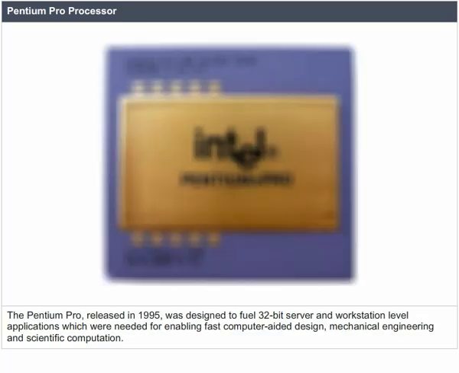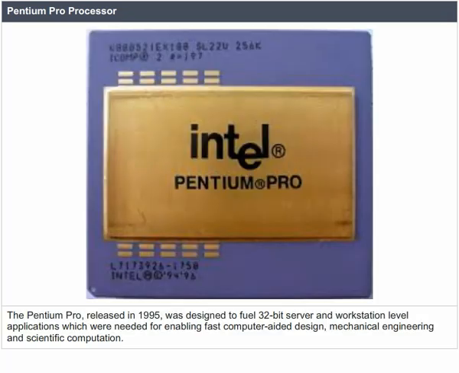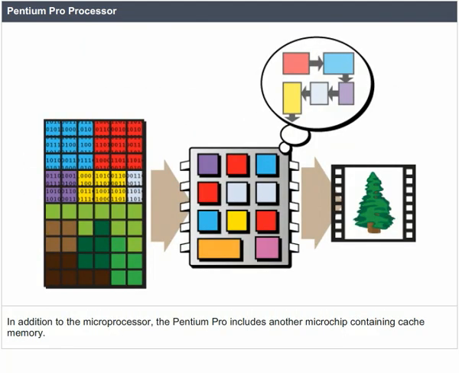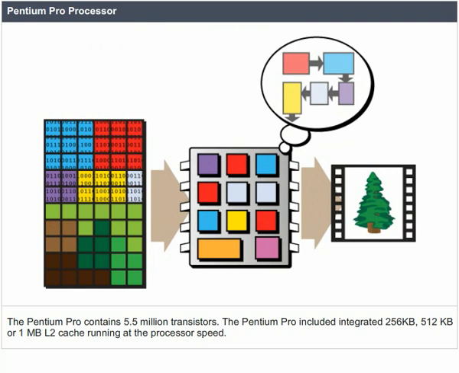Pentium Pro processor. The Pentium Pro, released in 1995, was designed to fuel 32-bit server and workstation-level applications which were needed for enabling fast computer-aided design, mechanical engineering, and scientific computation. In addition to the microprocessor, the Pentium Pro includes another microchip containing cache memory. The Pentium Pro contains 5.5 million transistors.